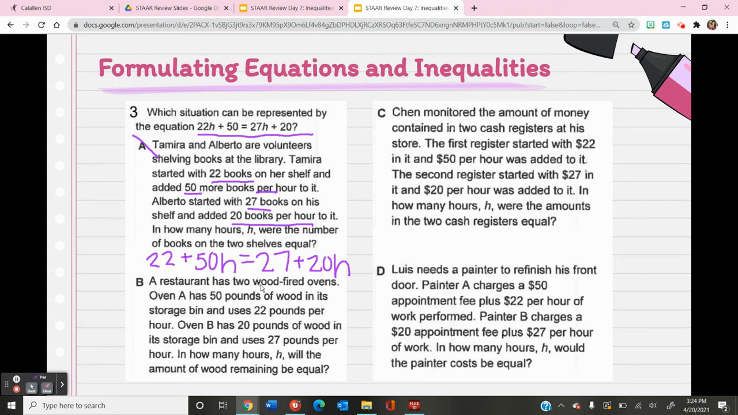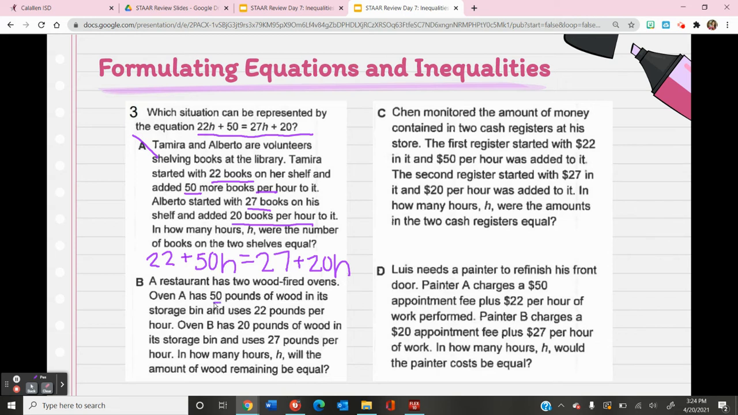For B, it says a restaurant has 2 wood-fired ovens. Oven A has 50 pounds of wood in its storage bin and uses 22 pounds per hour. Oven B has 20 pounds of wood in its storage bin and uses 27 pounds per hour. And how many hours H will the amount of wood remaining be equal?